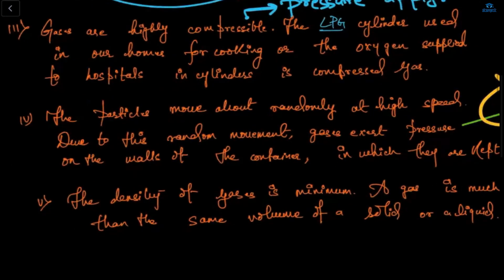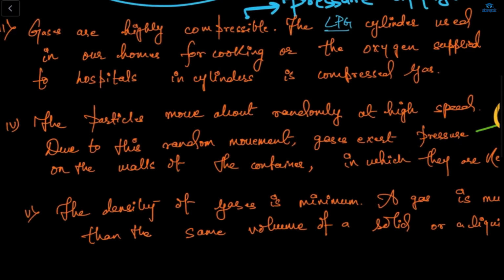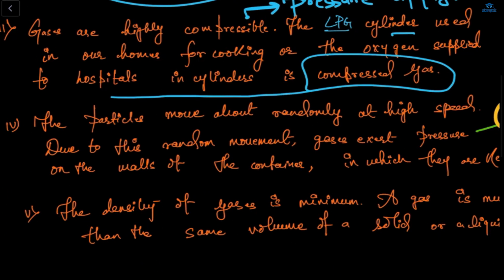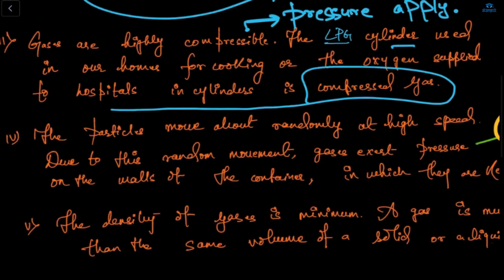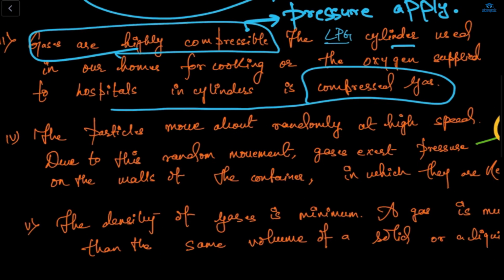Okay, and gases are highly compressible, like the LPG cylinder which is used in our homes for cooking, or the oxygen which is supplied to hospitals in cylinders, which is a compressed gas, right? All that type of gases are compressed gases, that we are compressing the gas in a cylinder so that the gas should maintain the volume of that particular cylinder. So gases are highly compressible, meaning we can easily compress gas, and we can easily fill a gas in any cylinder or any tank.